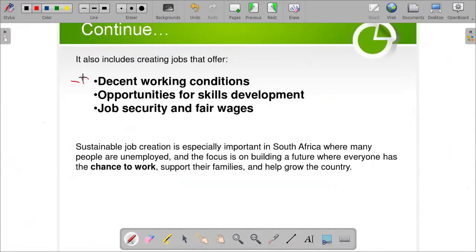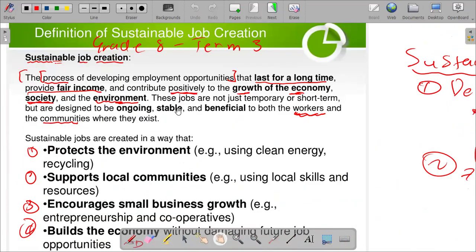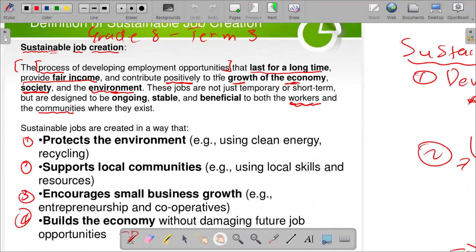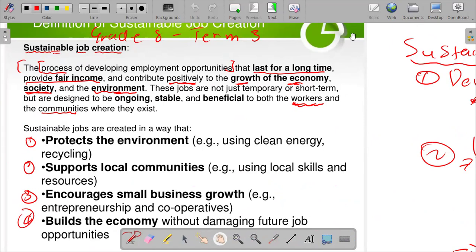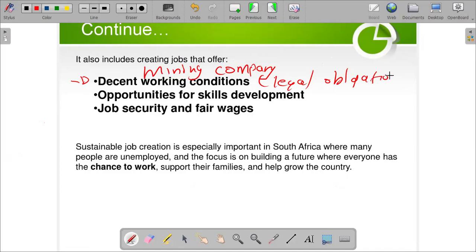One, there must be decent working conditions. As we said, when we talk about mining, there are certain legal obligations that a company must follow. Without following these legal obligations, the mine will not be open. A mining company has certain legal obligations that will create decent working conditions according to that particular industry. There are certain things that should be followed before opening this business.